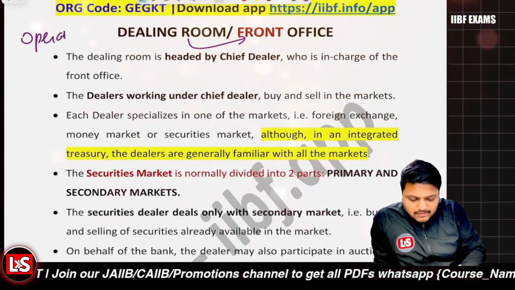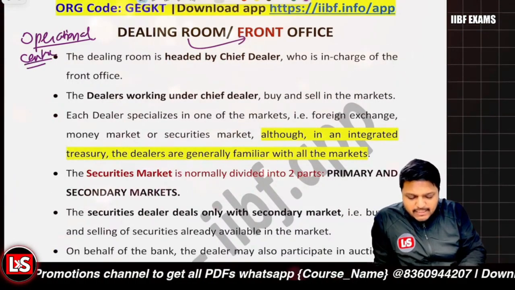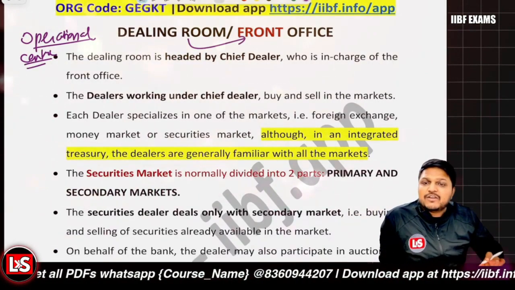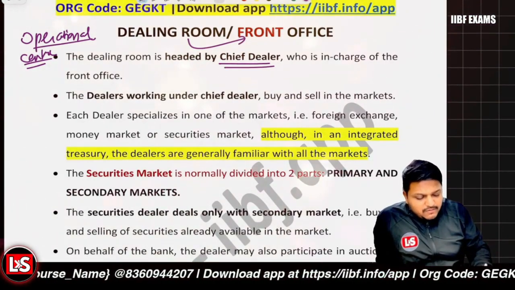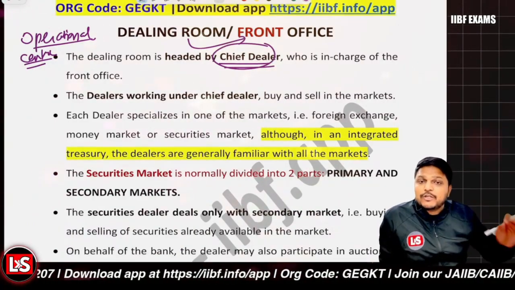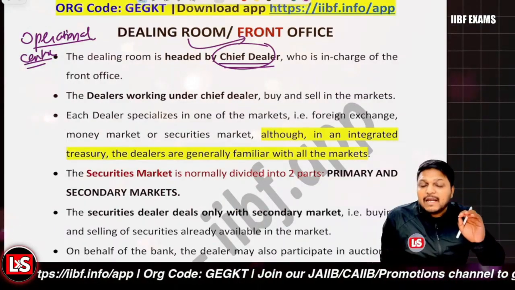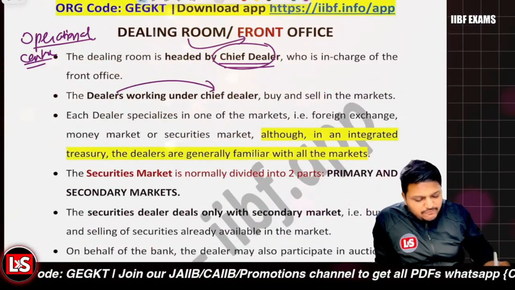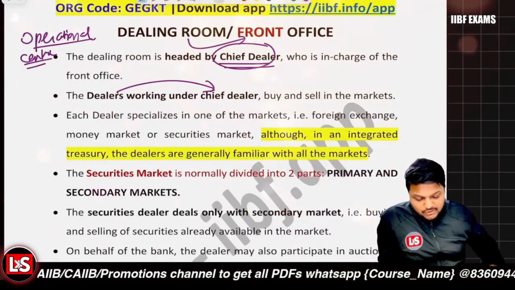This is the operational center because it is going to deal with the customers. So the market transactions are executed here, and here we are having the chief dealer, who will be the head of the front office, right? That is going to head the dealing room and is in charge of the front office. And there are other dealers also who work under the chief dealer, who are going to do the transactions.